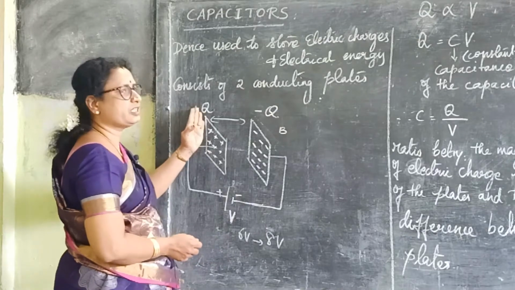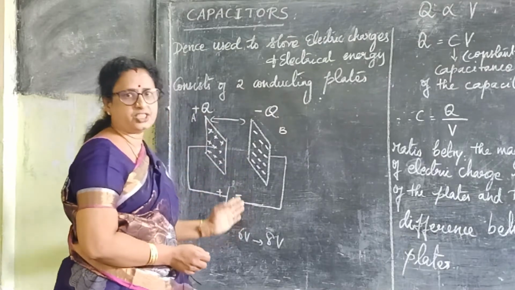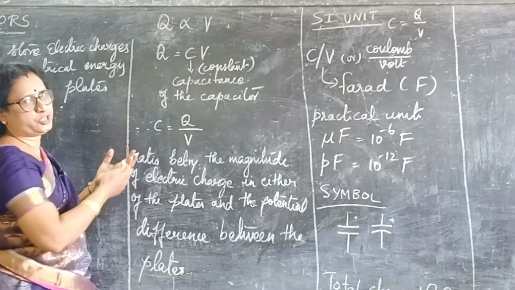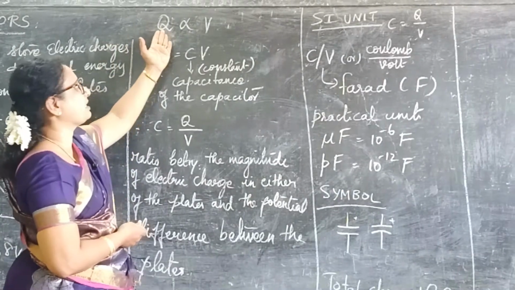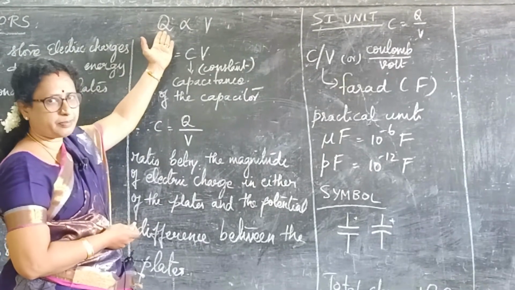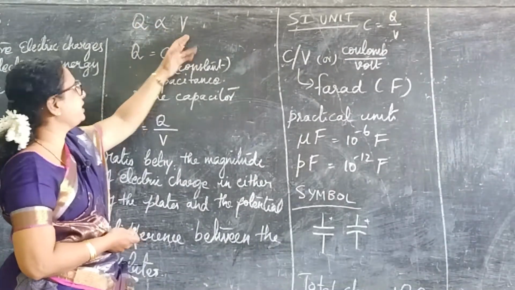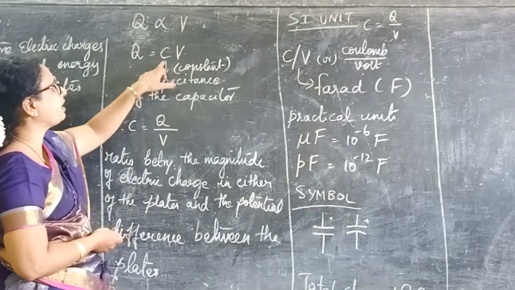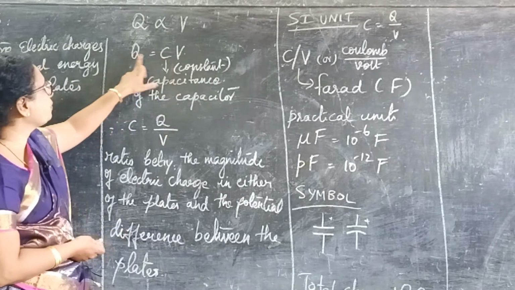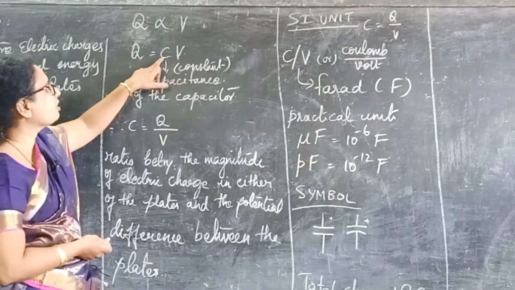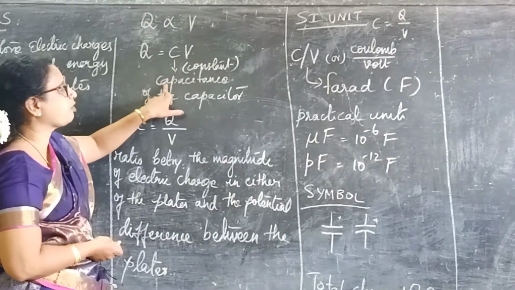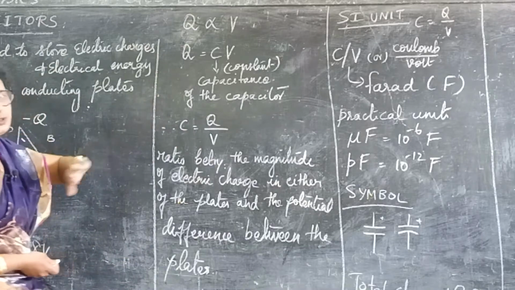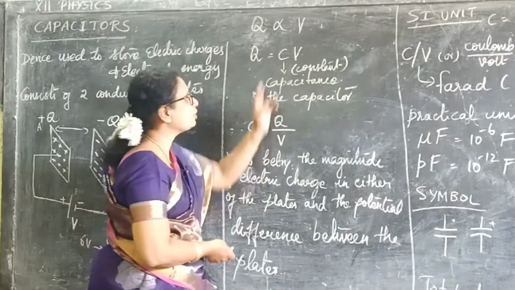So Q is proportional to the potential which is applied. So we can frame an equation. Q, the charge acquired by the capacitor, is proportional to the voltage. If we write it in equation form, then we have to introduce a constant. So Q is equal to CV. This constant C is called the capacitance of the capacitor. So Q is equal to CV means C is equal to Q by V.